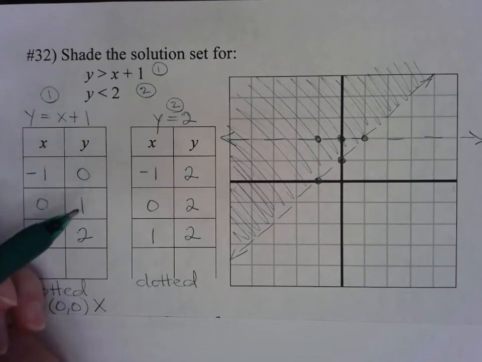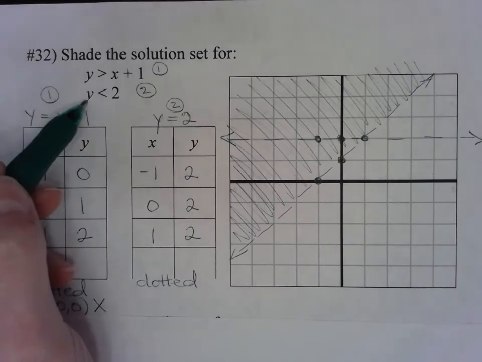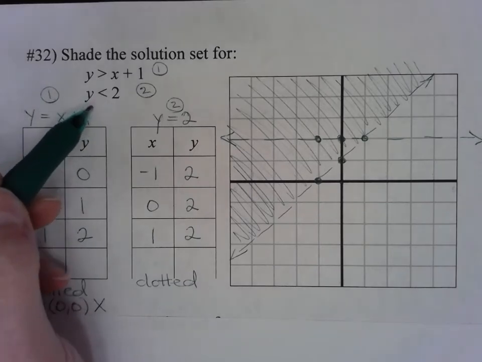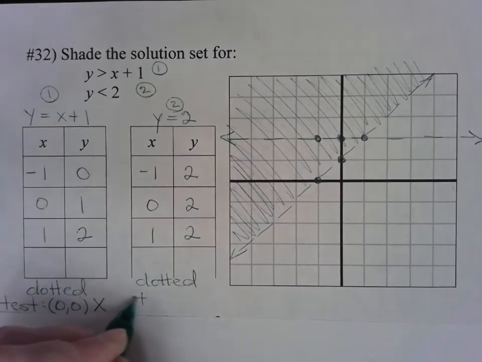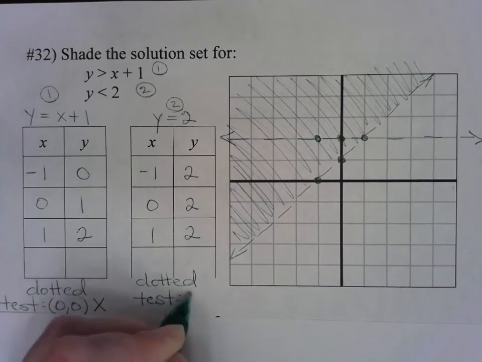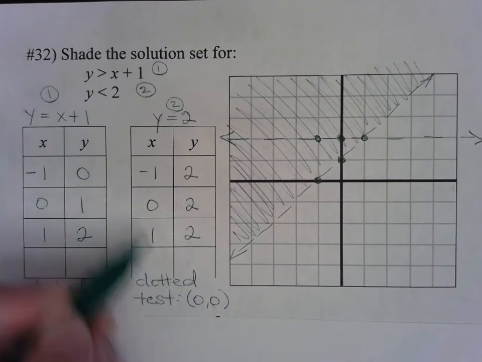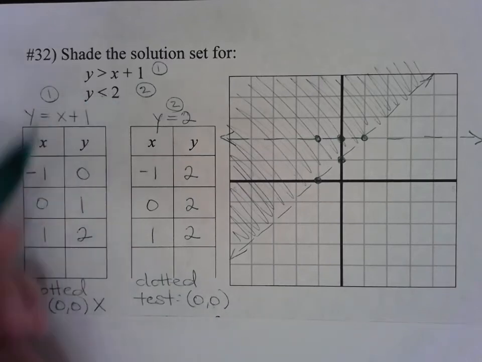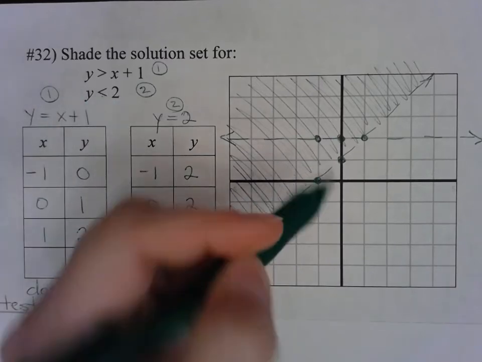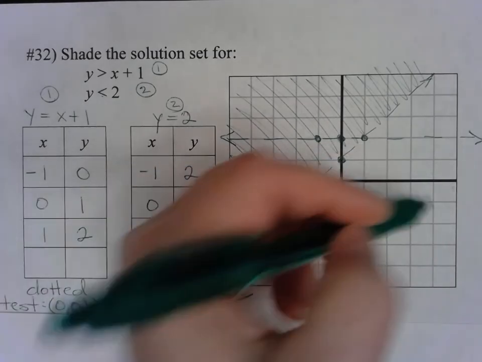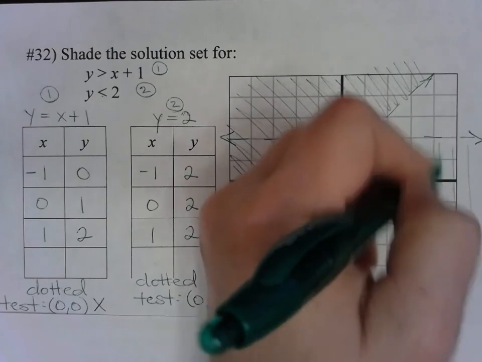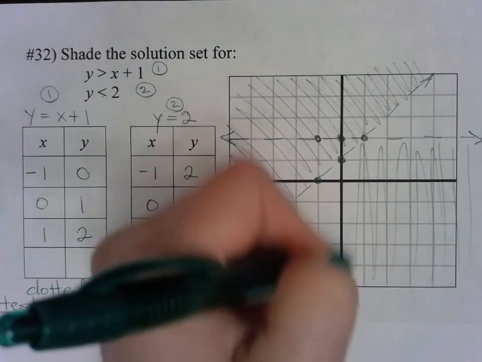Okay, here's another one that you could probably reason out without using a test point. We want points where the y values are smaller than 2. Pretty sure that's going to be below, but I'm going to go ahead and test my favorite test point, 0, 0. So I take just the y value. 0 is less than 2. That's true. So I'm going to shade on the side of 0, 0. This is a solution, and all the points on the same side of the line are also a solution.